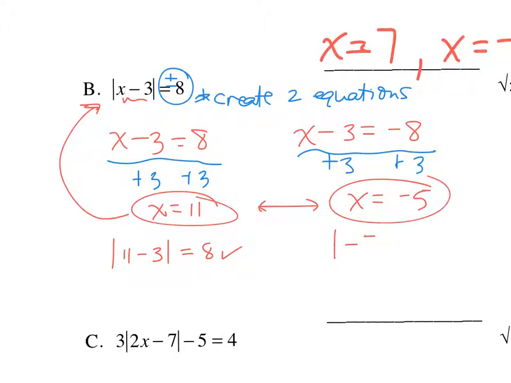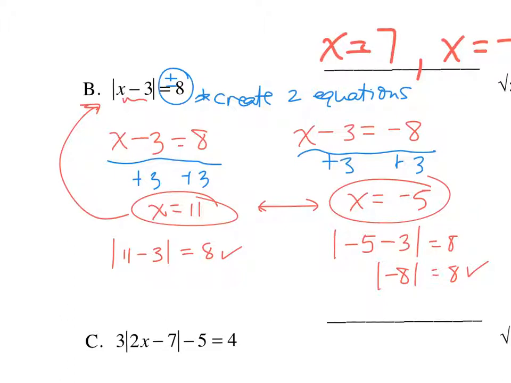Okay? All right, so let's plug it back in. What's negative 5 minus 3? Negative 8. Is it negative 8? Yeah, it is negative 8. If you lose 5 yards and then lose 3 yards, you lost 8 yards. Or if you lost $5 and lost $3 more, you lost $8. Okay? So what's the absolute value of negative 8? Positive 8, which means check. It works.